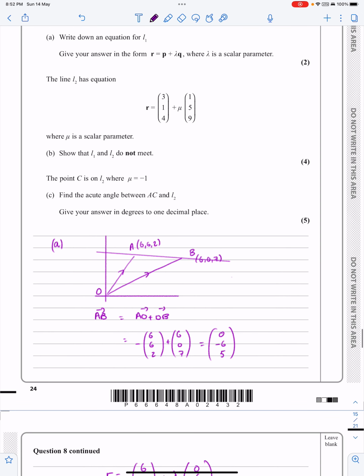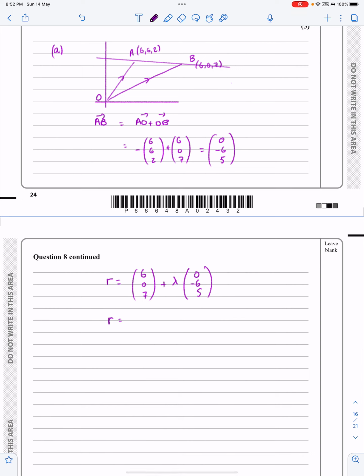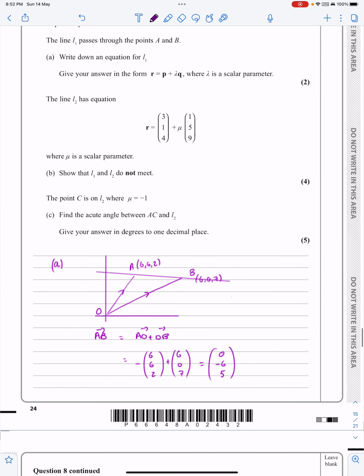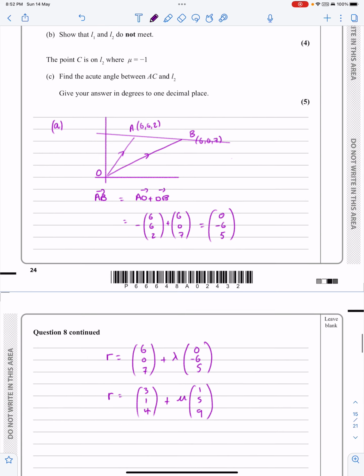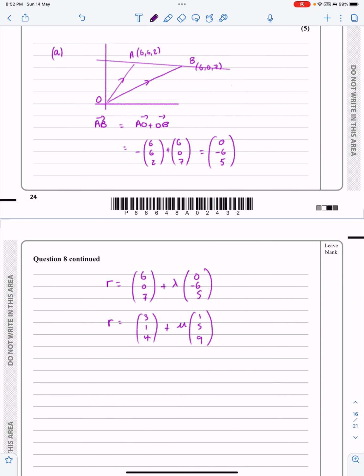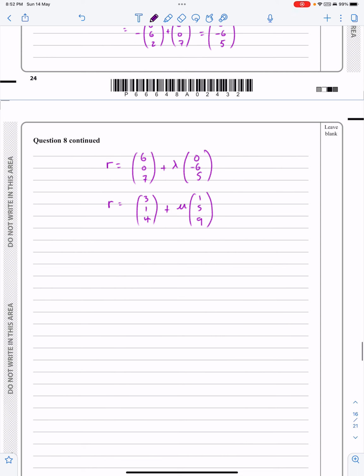Part B, it says we've got another line which is r equals (3, 1, 4) plus mu lots of (1, 5, 9). And then what does it ask me to do with those ones? It says show that L1 and L2 do not meet. Basically, what I'm going to try and do is show that they do meet, and then it won't work out. So if they intersect, if they meet, then (6, 0, 7) plus lambda lots of (0, -6, 5) would equal (3, 1, 4) plus mu lots of (1, 5, 9).